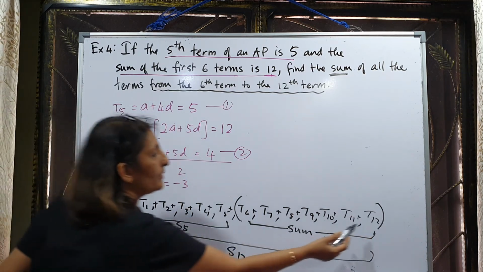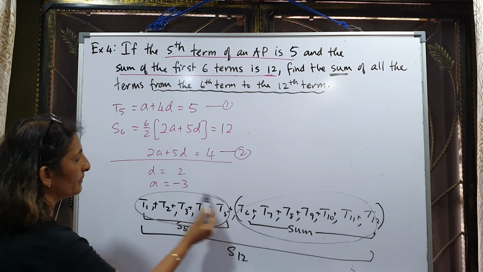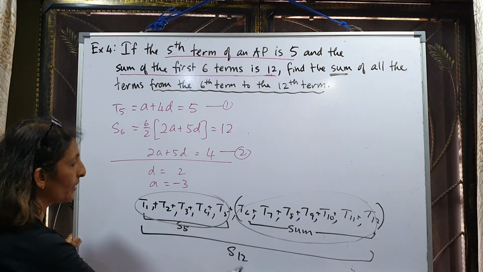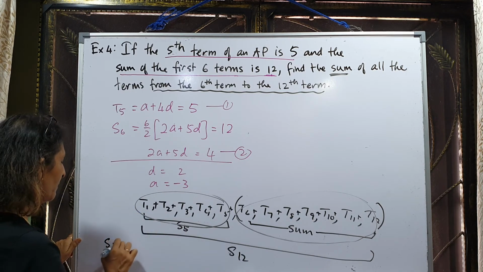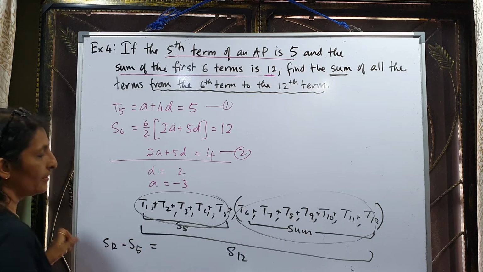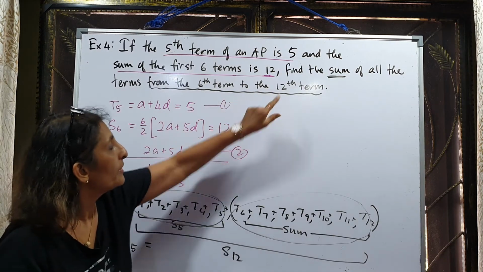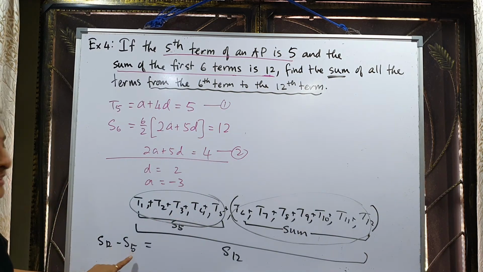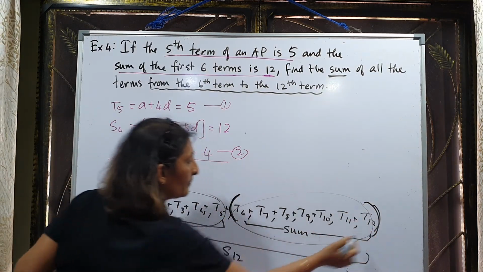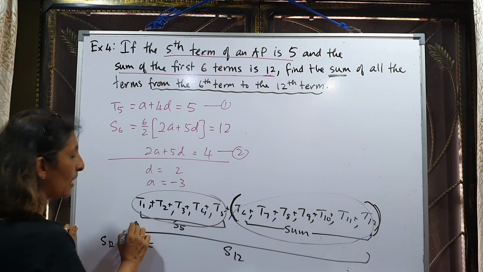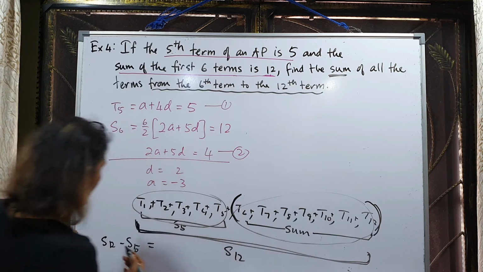But you only want this part, so you have to minus the front part. Right or not? S12 minus S5. So, to do this question, you have to do S12 minus S5. To find the sum of all the terms from the 6th term to the 12th term, you have to do S12 minus S5. I hope you understand this part. You only want this sum, but you have to use the formula, and formulas are always from the start. So, here to here, you find all of it, which is S12.